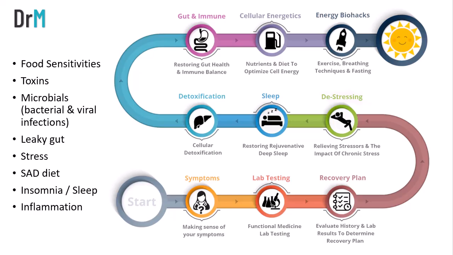Then we move on to cellular energetics. By cellular energetics, I mean energy production in the mitochondria. These are the little furnaces in each and every cell in the body that burn calories and make cellular energy. Healthy cell energy production requires specific nutrients plus antioxidants, and they need a toxin-free environment in order to function correctly. So we've already addressed the toxins in the detoxification step, but here we make sure that the mitochondria are getting all of the nutrients that they need for optimal cellular energy production.